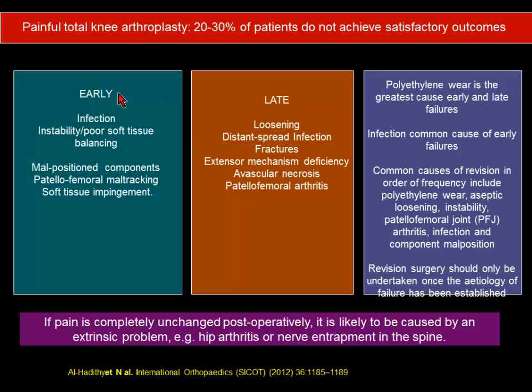So what are the complications? Early complications include infection or instability. There can be malposition of the components, patellofemoral maltracking is very common after surgery, or there can be soft tissue impingement. Because in nuclear medicine, all we know is complications in terms of infection or loosening. Beyond that, we don't even think about it, although there is some literature. Late complications of a knee replacement are loosening, infection from distant infection, extensor mechanism problems, avascular necrosis, and patellofemoral arthritis. Patellofemoral arthritis is the commonest. In fact, in nearly 30 to 40% of patients after surgery, the commonest thing you have to exclude when they complain of anterior knee pain is patellofemoral arthritis.